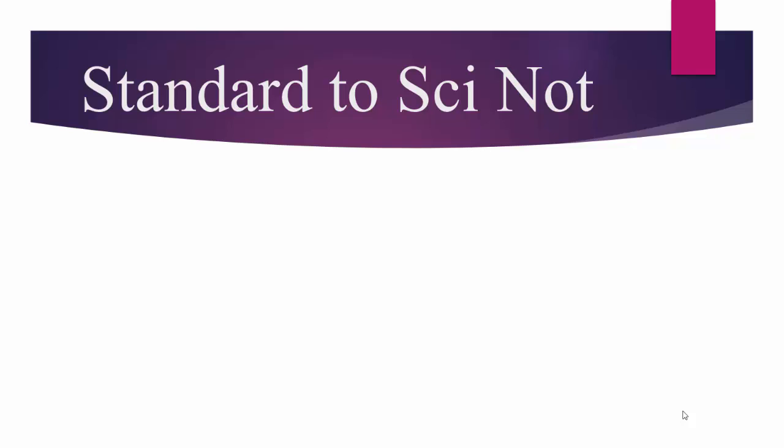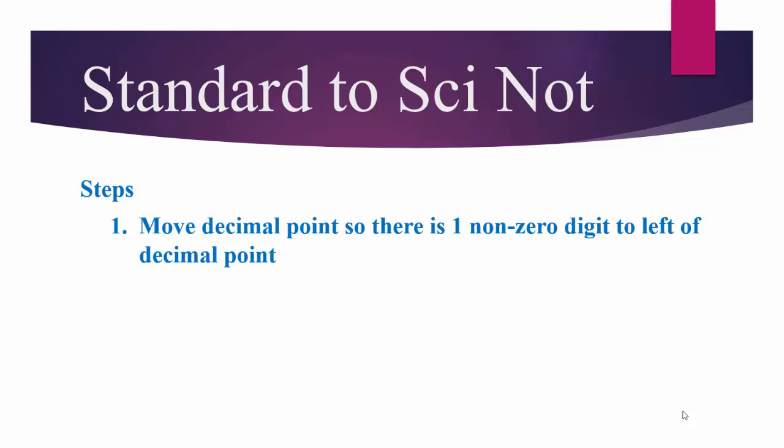So to go from standard notation to scientific notation, we have steps. You'll find throughout the year that chemistry has lots of steps. I'm going to talk you through the steps, and then I will walk you through the steps. So the first step is you move the decimal point so there is one non-zero digit to the left of the decimal point. Then you write out the base, which in chemistry will always be 10.